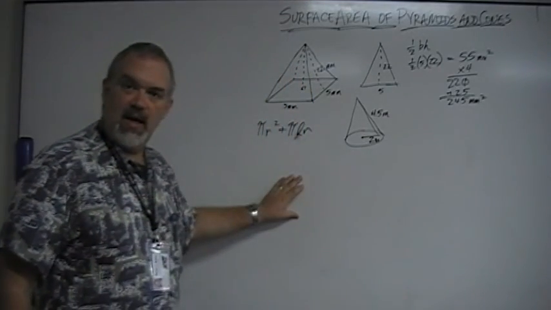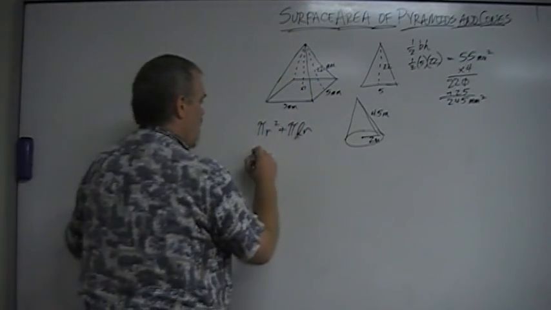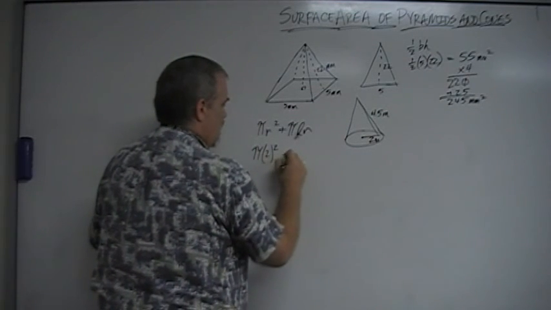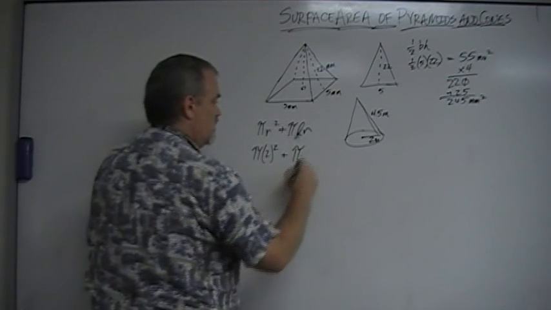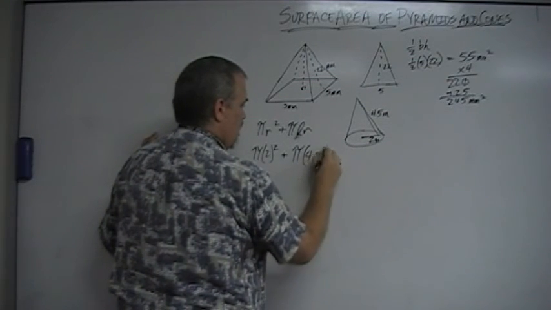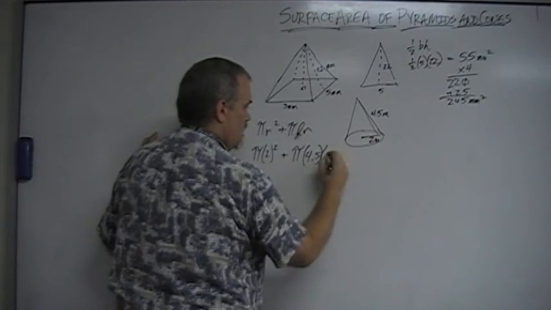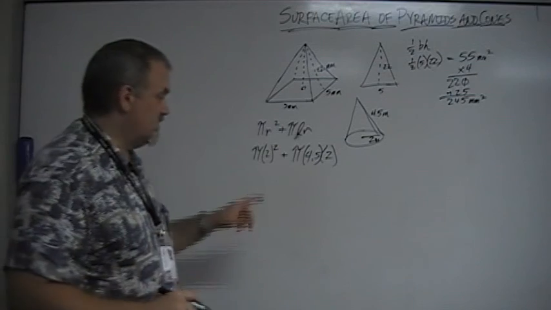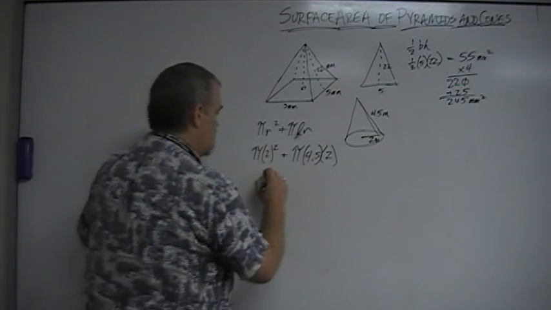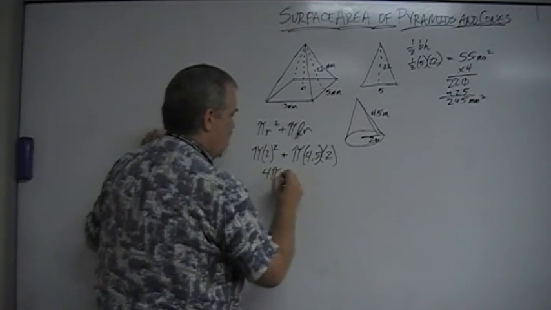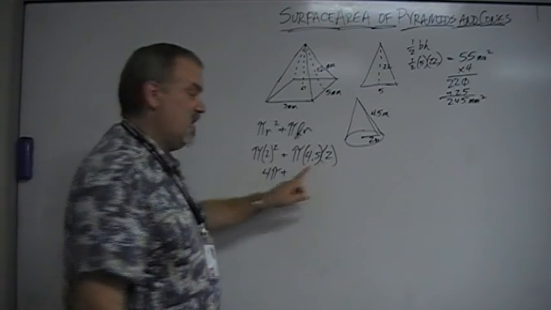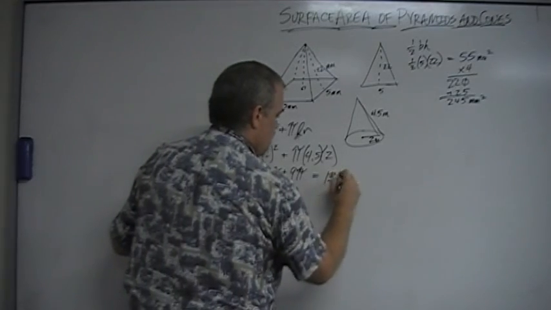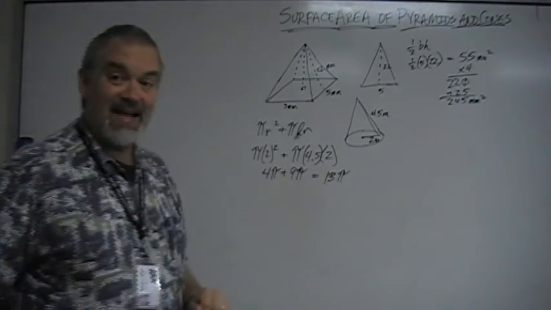All we have to do is plug it in here. What do we get? We get pi. What's r? It's 2. So 2 squared plus pi. L is 4.5. And again, r is 2. Now we can simplify this a little bit. 2 squared is 4. It makes 4 pi. Plus 4.5 times 2 is 9. Times pi is 9 pi. Which of course simplifies to 13 pi. And that's the exact answer.